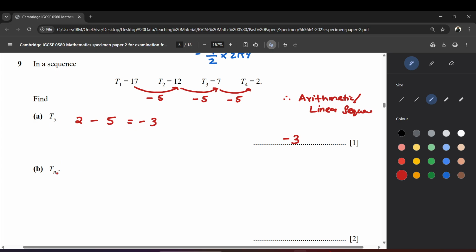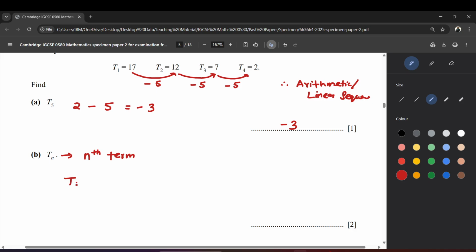Now you need to find Tn. Tn, this is what we call the nth term. Okay, so you need to find out what is the general formula of the sequence. Whenever you have an arithmetic sequence or a linear sequence, the formula that you use is a plus n minus 1 times d, where a is the first term. So I'm going to write 17 over here plus n minus 1, and d is the common difference. The common difference was minus 5.